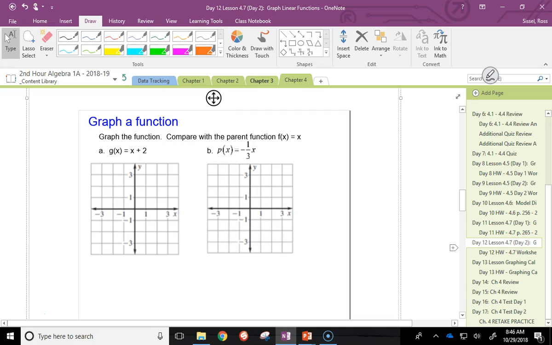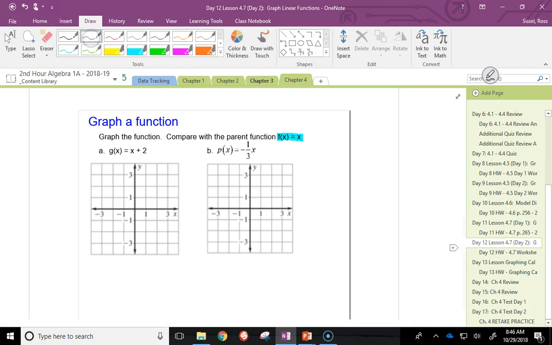So, we have the parent function, y equals x. What's the slope of that? 1. And what's the y-intercept? 0. Okay. So g of x. What's the slope for this one? We don't know the slope? I think we know the slope. 1, because there's just x.